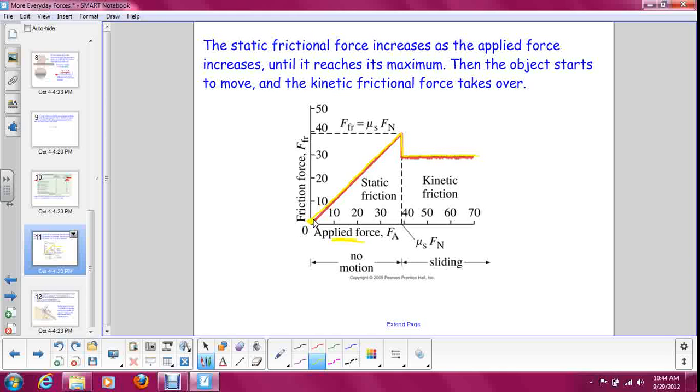And it turns out once that box starts moving and we have changed from static friction to kinetic friction, it's slightly easier to push this box. You had to push harder to get it moving than you do to keep it moving.